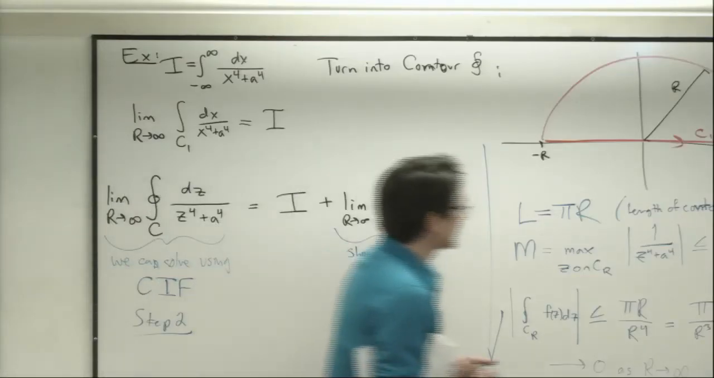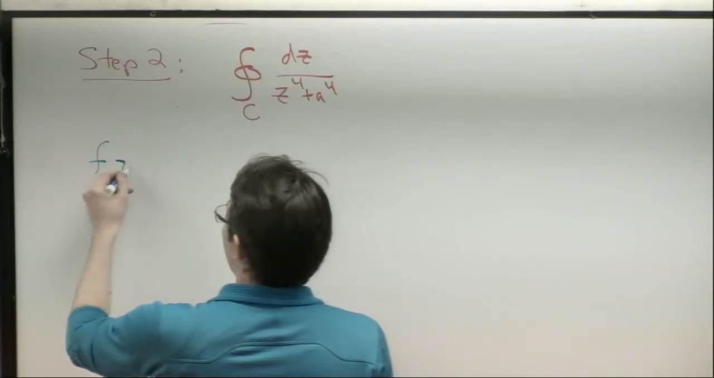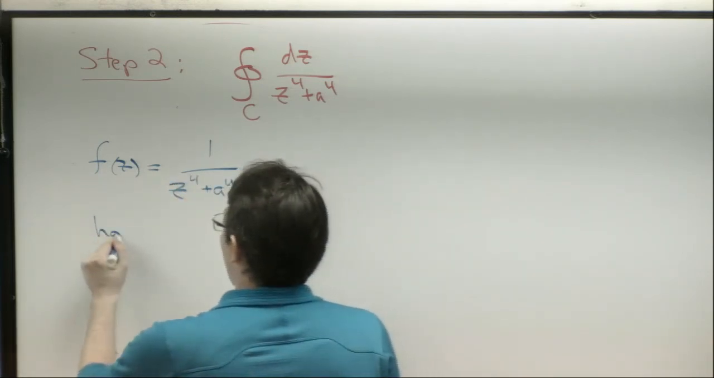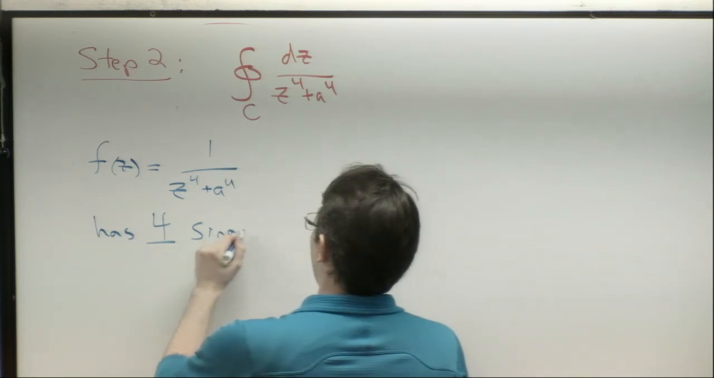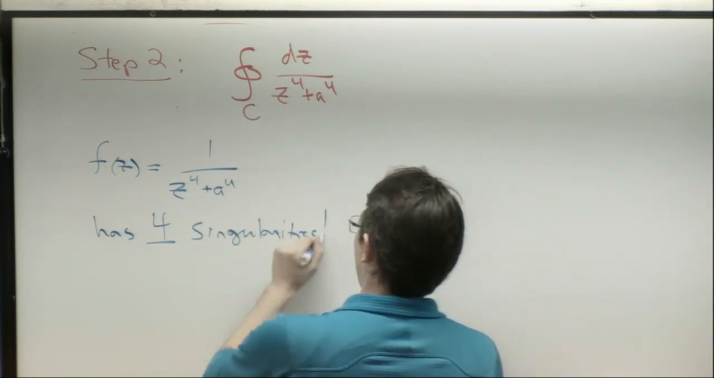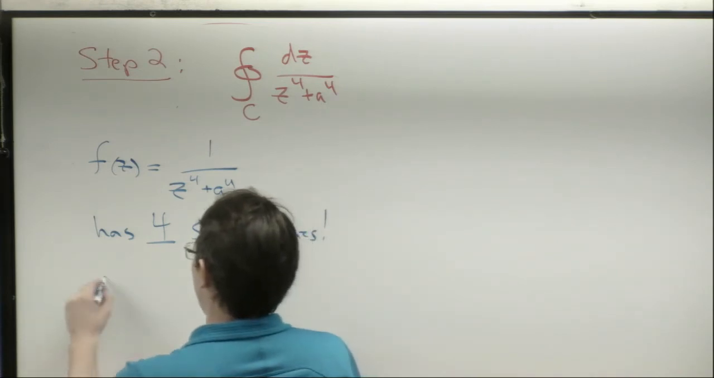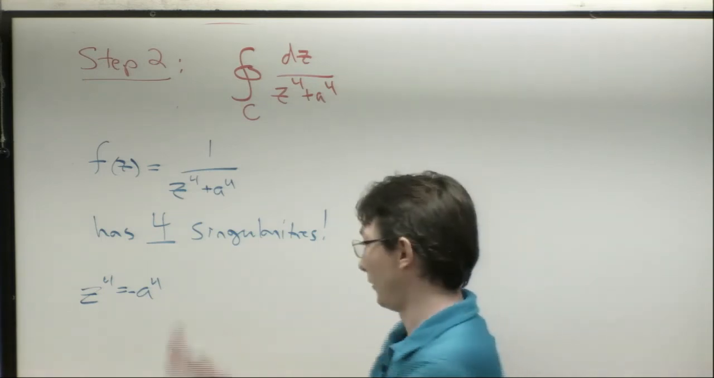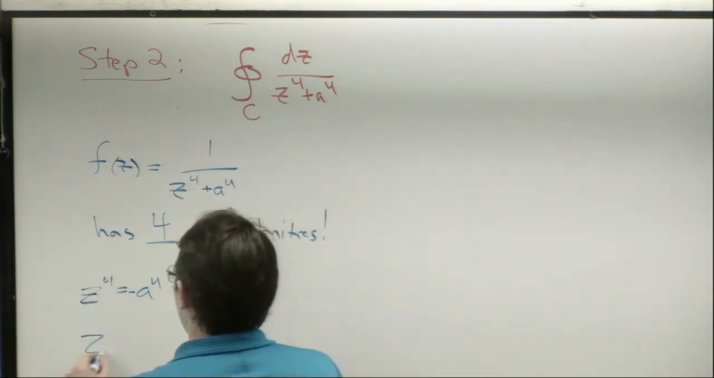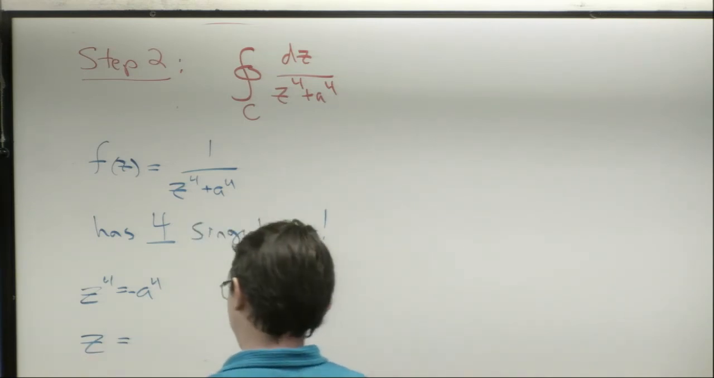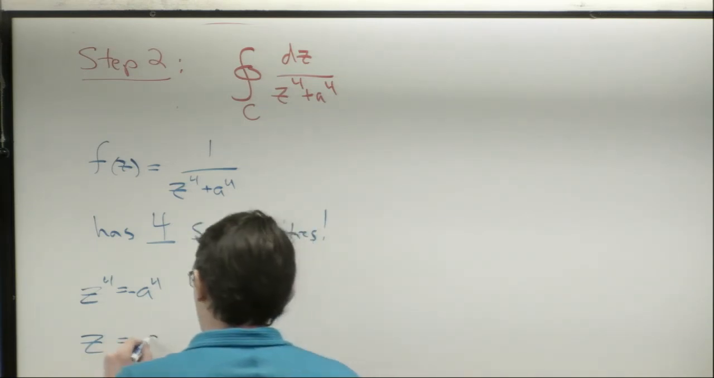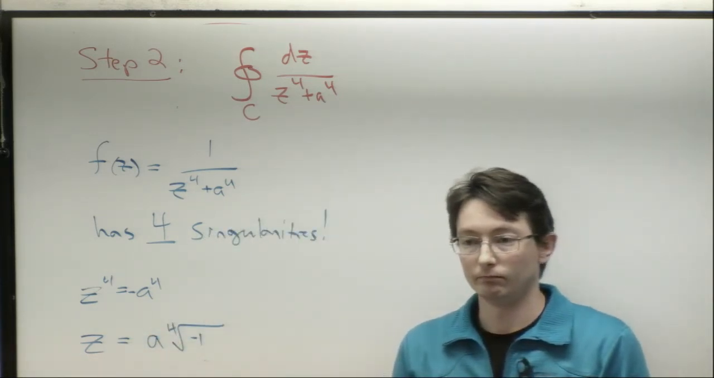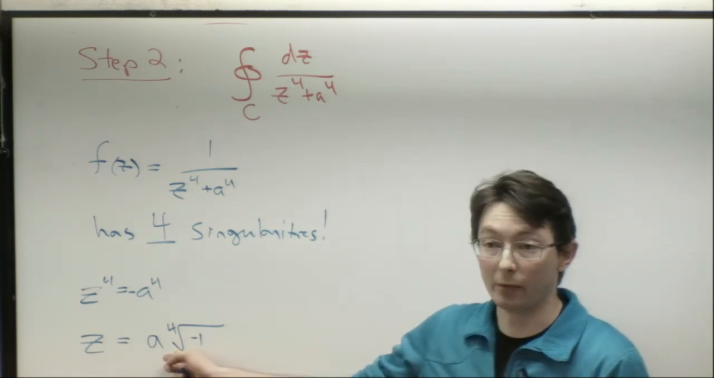Okay, so my function, f of z equals 1 over z to the fourth plus a to the fourth, has 4 singularities. It has singularities at z to the fourth equals minus a to the fourth. And we can take the fourth root of minus a to the fourth. So z equals a times the fourth root of negative 1. And we know that we can compute the fourth root of negative 1. We have a formula to do that now.